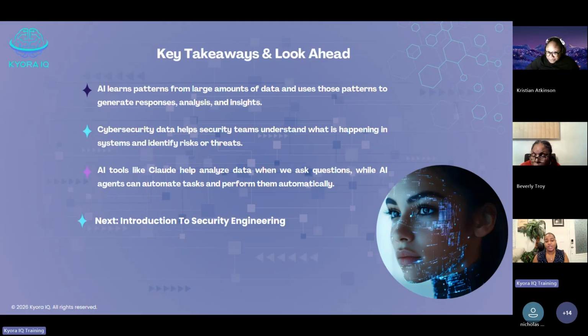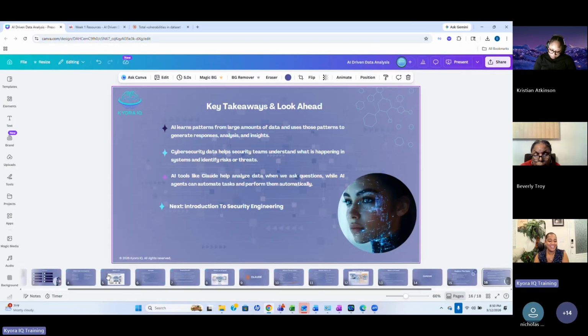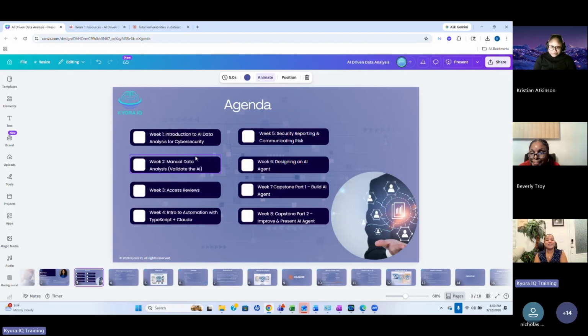Okay, so our key takeaways were that AI learns patterns from large amounts of data. Cybersecurity data helps security teams understand what's happening in systems and identify risks or threats. And AI tools like Claude help analyze the data sets when asked questions. And then next week, I forgot to update this, but next week we're going to be doing manual data analysis to validate the AI.